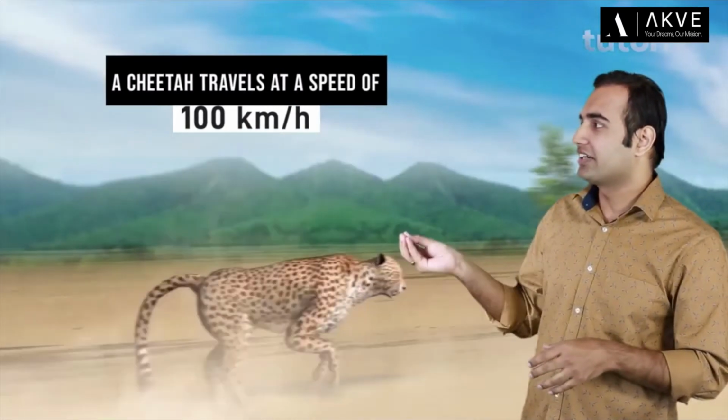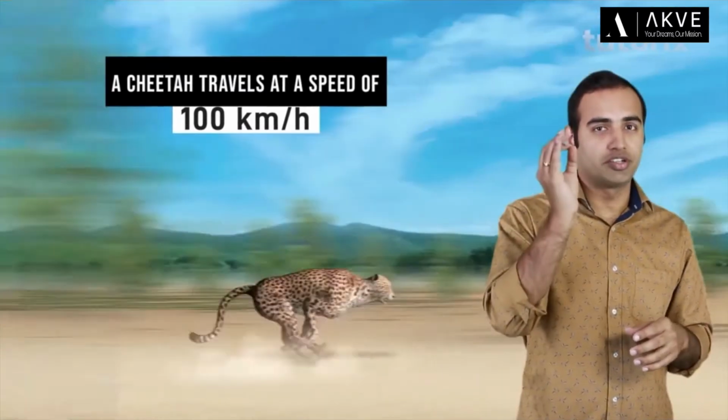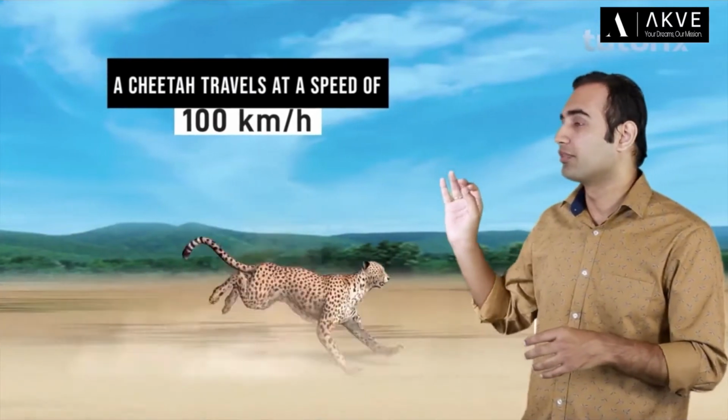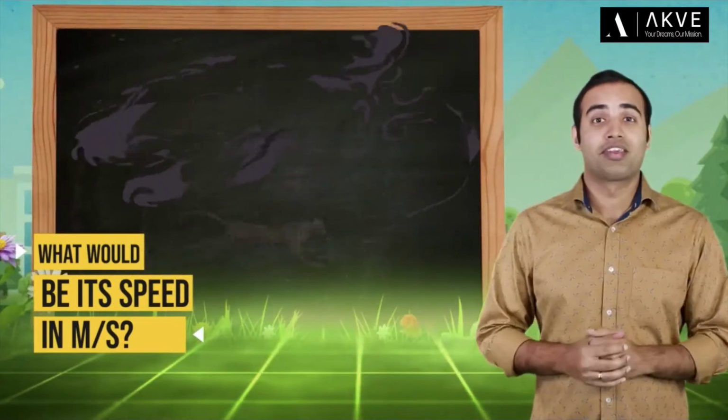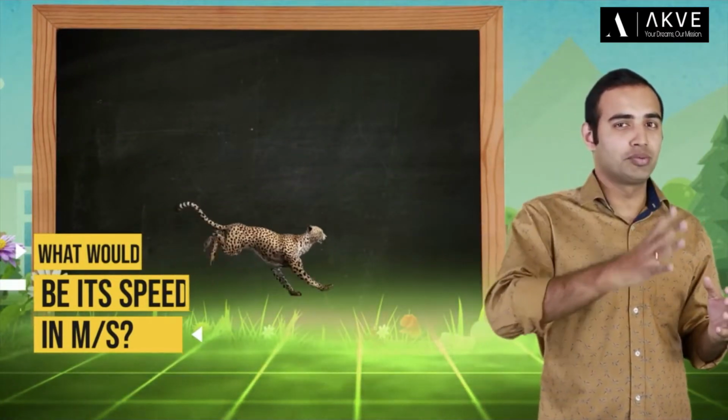Okay guys, now before I end this video, I'm gonna ask you a couple of questions related to the units of speed. So here is the first one. A cheetah travels at a speed of 100 km per hour at a particular instant. What would be the speed of cheetah in meters per second? Now this one is a pretty easy problem to solve.